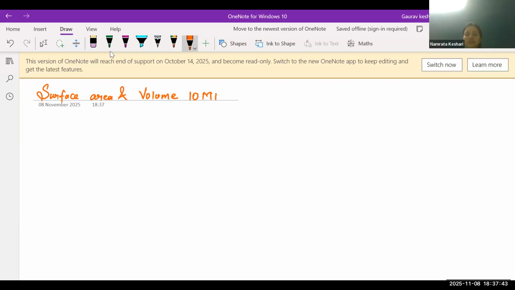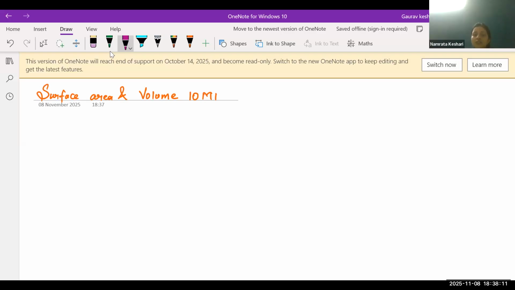Based on finding the surface area of combined solid, and the second one completely based on volume of combined solid. So for solving the question, you need to recall all those formulas which you have done already, and you need to have a little idea about the formulas as well. Just a moment, let me explain it. Let me take the formulas first, then we'll be solving the questions.